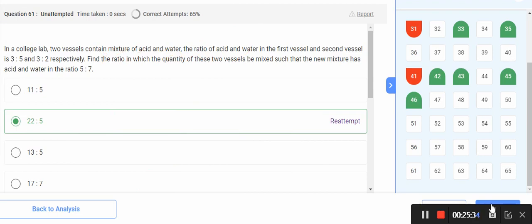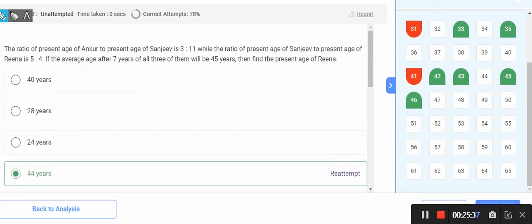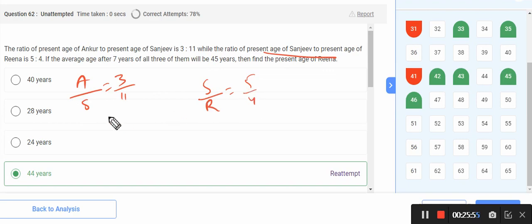Okay, moving to the next question. The ratio of ages of Ankur and Sanjeev is 3:11, and the ratio of ages of Sanjeev to Reena is 5:4. So the age of Sanjeev must be the same. To make it the same, let's multiply this by 5/5, and this ratio by 11/11. So 55 by 44 and 15 by 55.